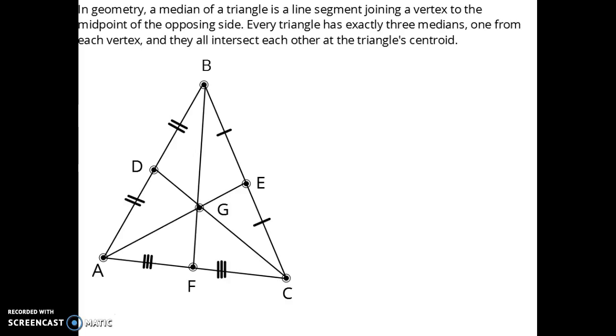Okay, let's start with the first vertex. There's vertex A, vertex B, and vertex C. We're going to start with vertex A. Knowing that the opposing or facing side would be segment BC, we are going to look for the midpoint of that side and connect it to the vertex. In this case, the midpoint is E, and we're going to connect that with A. That makes AE the median.